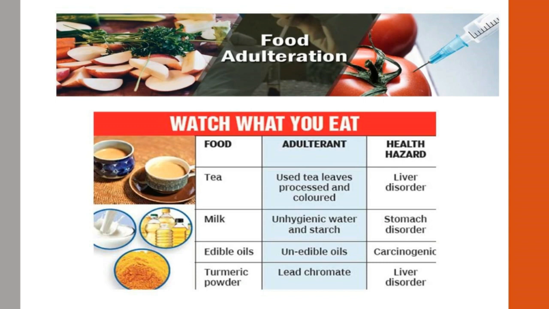See, for example, in tea, they are mixing the used tea leaves. This is causing liver disorder. In milk, they are adulterating unhygienic water and starch. This is causing stomach disorder. In edible oils, they are using inedible oils. This is carcinogenic. Carcinogenic means causing cancer. In turmeric powder, they are adulterating lead chromate. This is causing liver disorder.